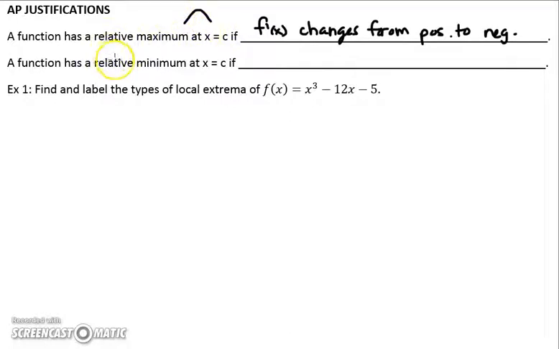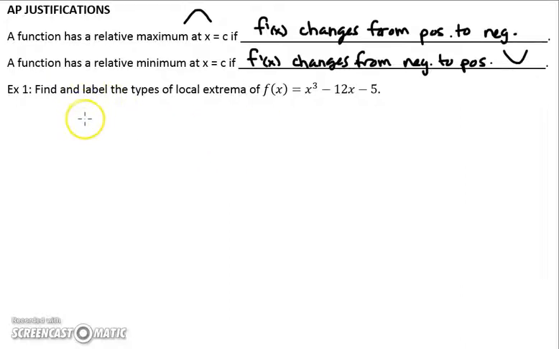So it's not a stretch to think about the minimum. That's going to be if our derivative changes from negative to positive. And again, if you think about that in terms of slope, if the slope was negative and then the slope was positive, that's going to give you a minimum value.